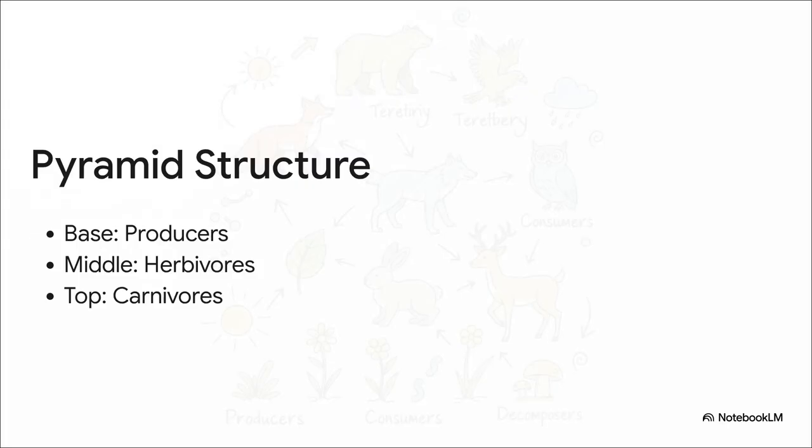Here's why that structure is so absolutely crucial. The base of the pyramid is always the producers, the plants. They have the most energy and there are way more of them. The middle level is the herbivores, fewer of them than plants. And the top, the carnivores. They are the absolute fewest in number.